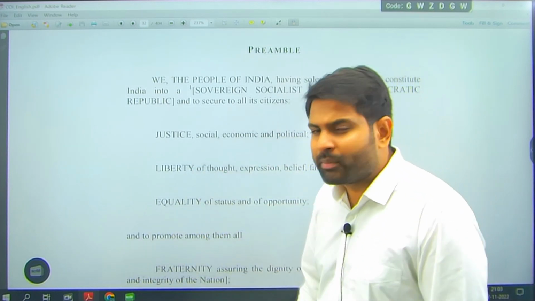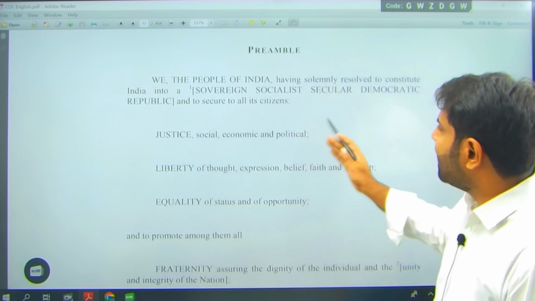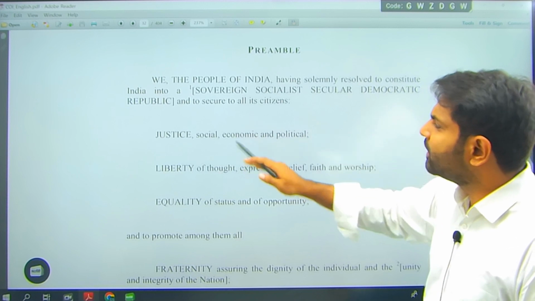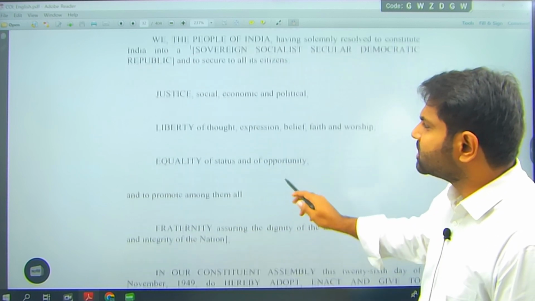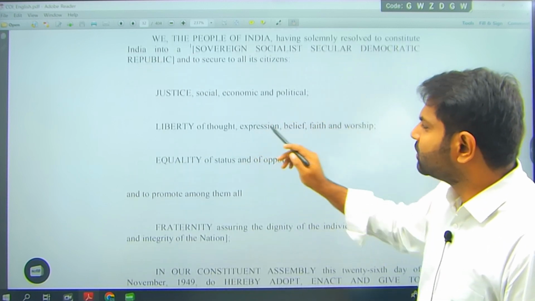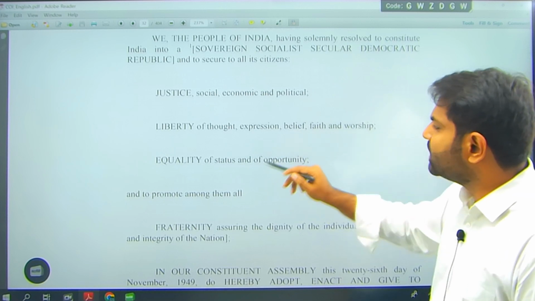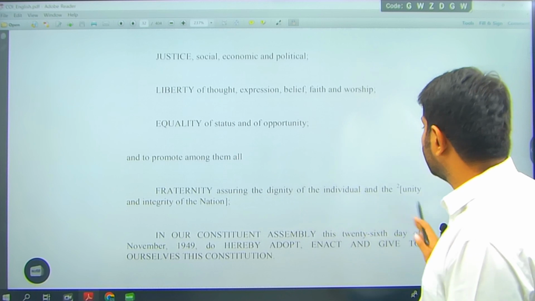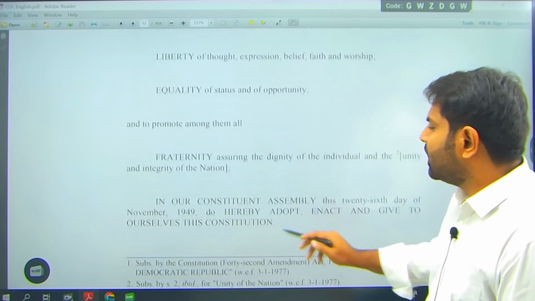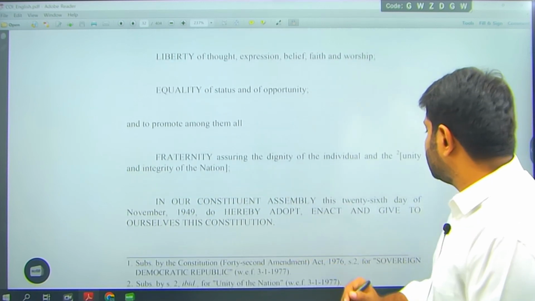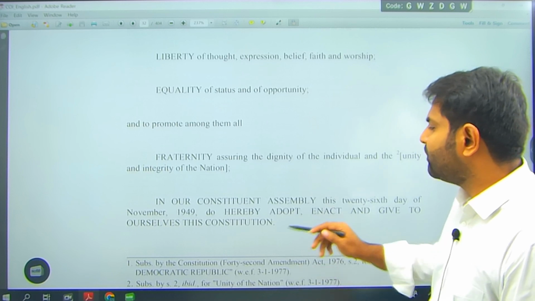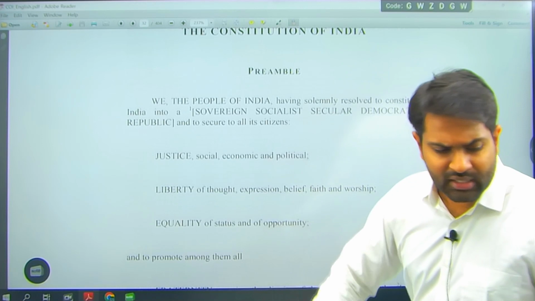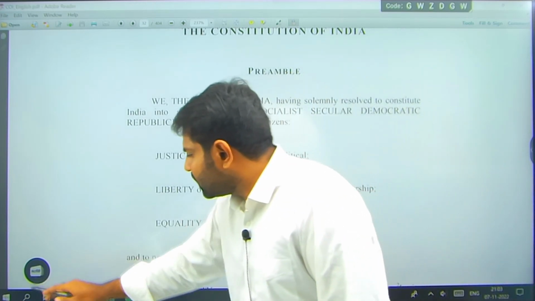Okay, let us see what the preamble is. We the people of India, having solemnly resolved to constitute India into a sovereign, socialist, secular, democratic republic and to secure to all its citizens: justice, social, economic and political; liberty of thought, expression, belief, faith and worship; equality of status and opportunity; and to promote among them all fraternity, assuring the dignity of the individual and the integrity of the nation. In our Constituent Assembly on the 26th day of November 1949, do hereby adopt, enact and give ourselves this Constitution. What are the different features we are seeing here? I would like to tell you.